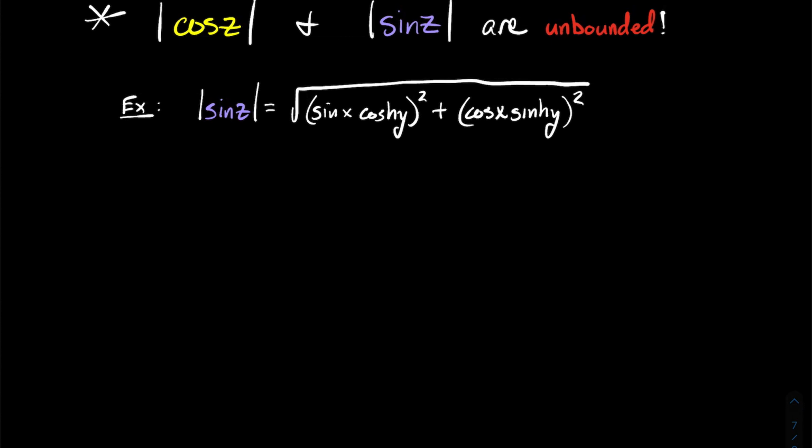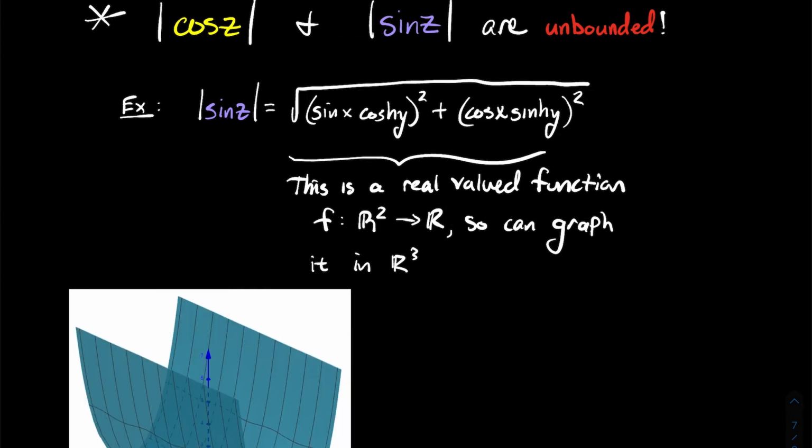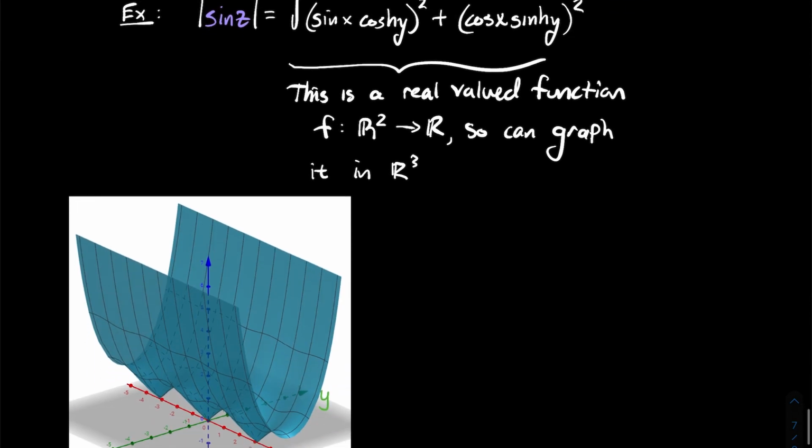And this on the right side is a function of 2 variables. So it's a real valued function as well. It gives you back a real number. It tells you how far away from the origin you are. So I've got this function from R2 to R, and I can graph it. I know its graph lives in R3. So I'm able to visualize how the modulus of sine of z changes. And here's the picture of what the modulus of sine of z looks like.